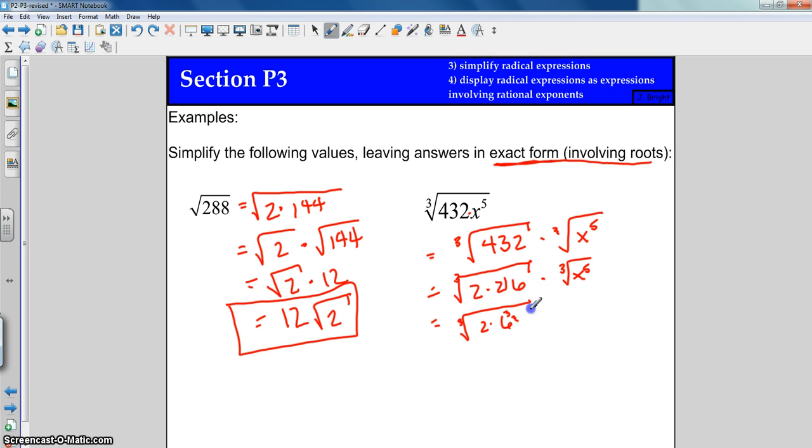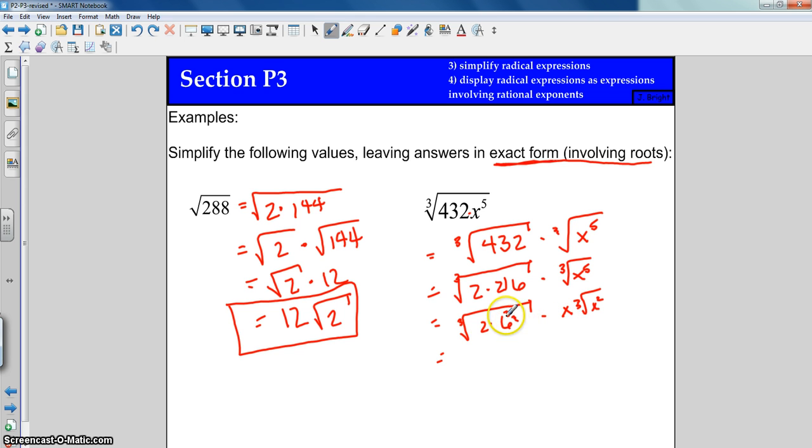Okay, but you can maybe pause the video and continue to factor it as you need to. Now, what this says is I have 5 x's all being multiplied together, and for every 3 I can pull out 1. So I'm going to pull out an x. This is really 3 of my x's, and then underneath the cube root I'm left with 2 x's being multiplied together, so that's x squared. So that's how I simplify that.